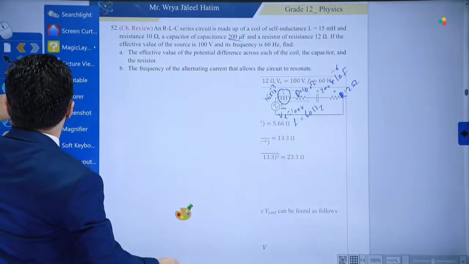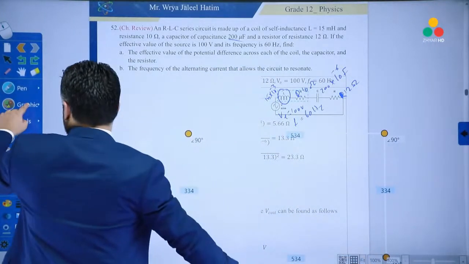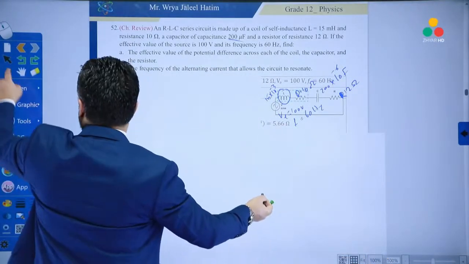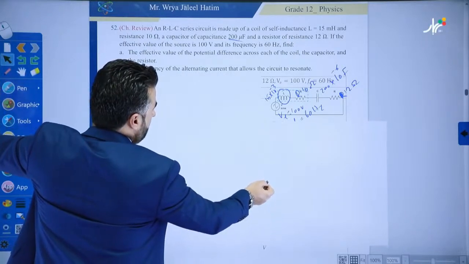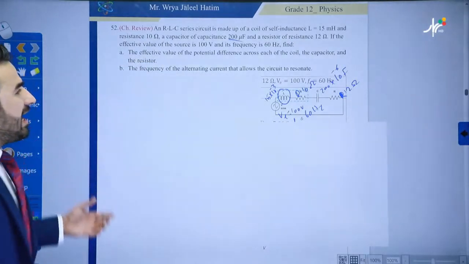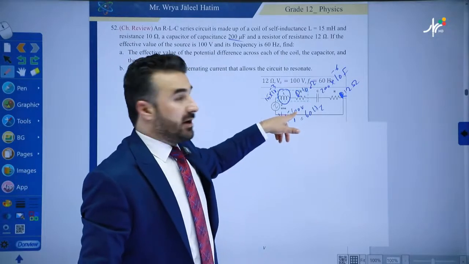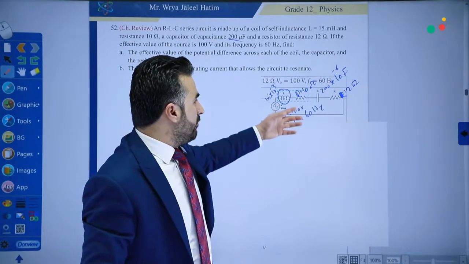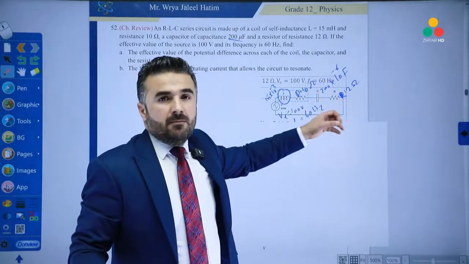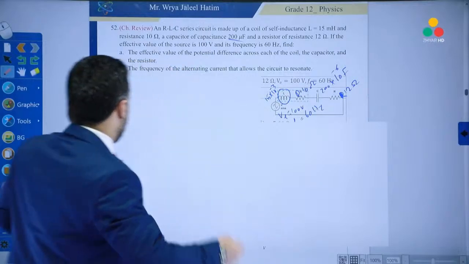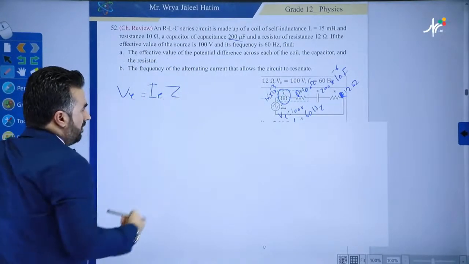Okay, so this is what we have. Normally, how do you find, we have the V of the circuit, yeah? In order to be able to find the voltage across each one of these components, you need the current. But how do you find the current? We do know that V effective equals I effective times Z total of the circuit, yeah?